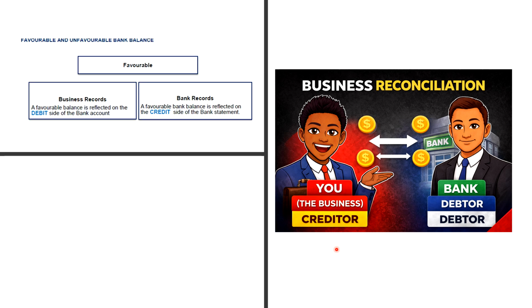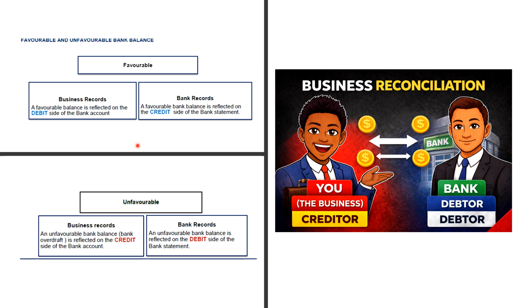So, for instance, here, favorable balance. According to you, a favorable balance means it's a positive balance. A favorable balance in the business's side is reflected on the debit side of the bank account, and a favorable balance in the bank records is reflected on the credit side of the bank statement. So you see how things are different. And also, an unfavorable balance in your records is recorded on the credit side of the bank account, while in the bank's records it is recorded on the debit side of the bank statement.